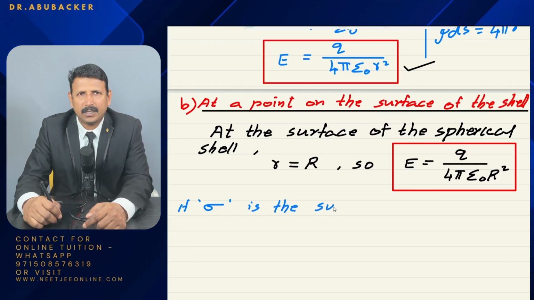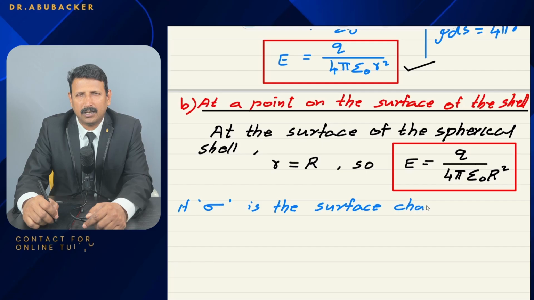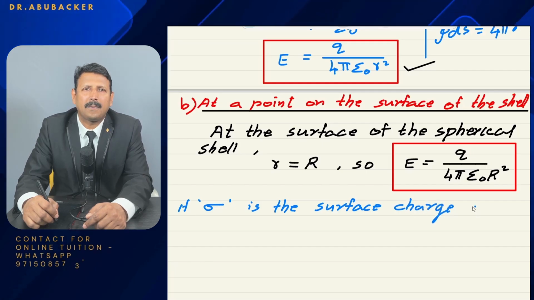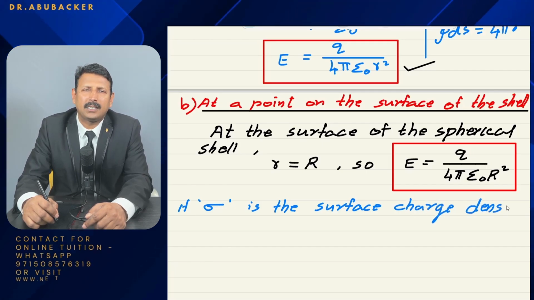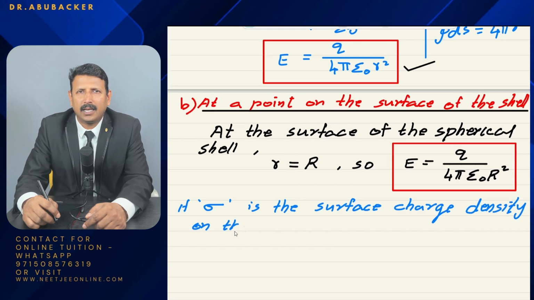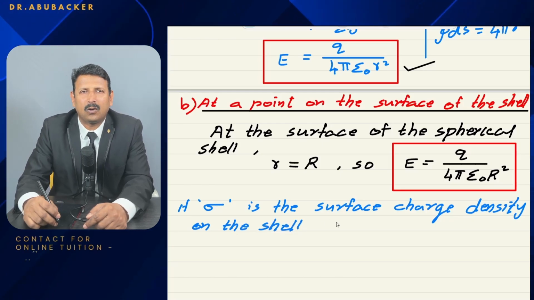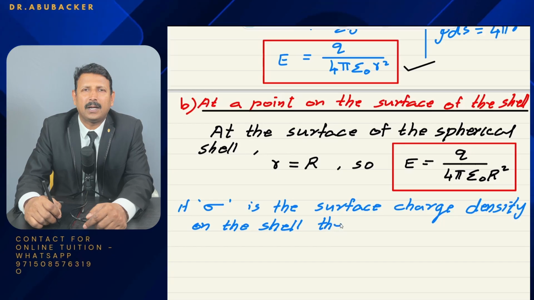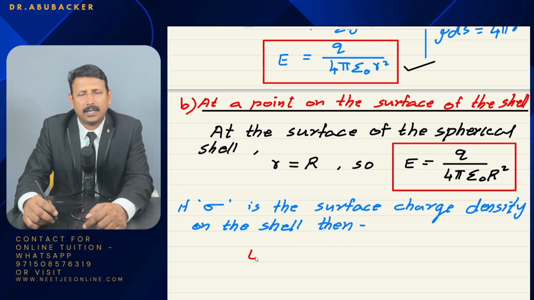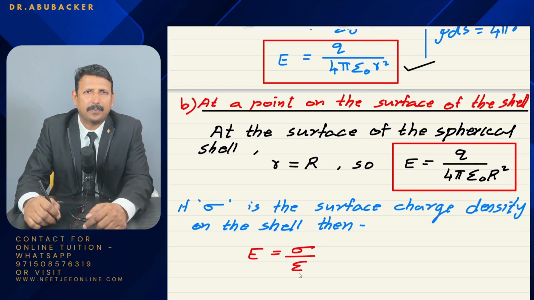If sigma is the surface charge density, you know the other surface charge density, right? One is the linear charge density lambda, the other is the surface charge density sigma. Actually we are considering the surface of the shell, so surface charge density is always sigma. So if sigma is the surface charge density on the shell, then what can we write? One extension to the topic we are learning.